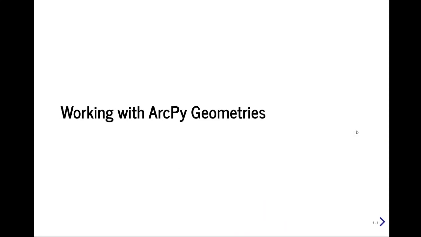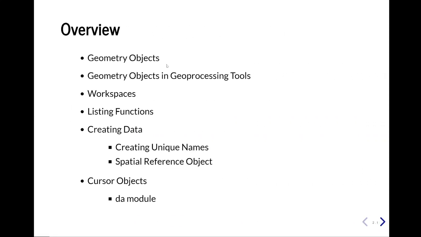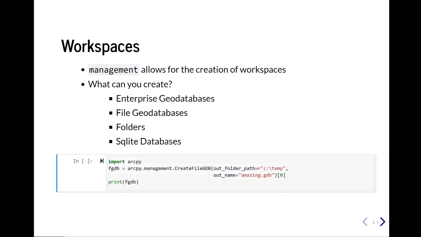All right, so now we're on to lesson 5, and we're going to talk about working with ArcPy geometries and other things that we can do with it. So this is going to be the overall topic. We're going to look at the ArcPy geometry objects, using geometry objects and geoprocessing tools. Not everything requires a feature class or table. We're going to look at some workspaces, the listing functions, creating data, specifically looking at some unique names, spatial reference objects, and then another brief overview of the cursor objects.